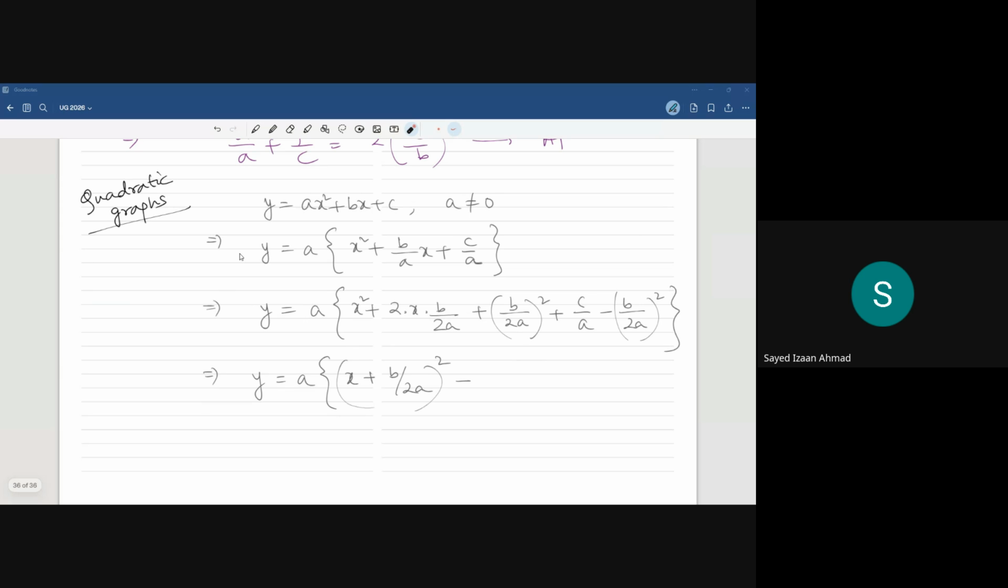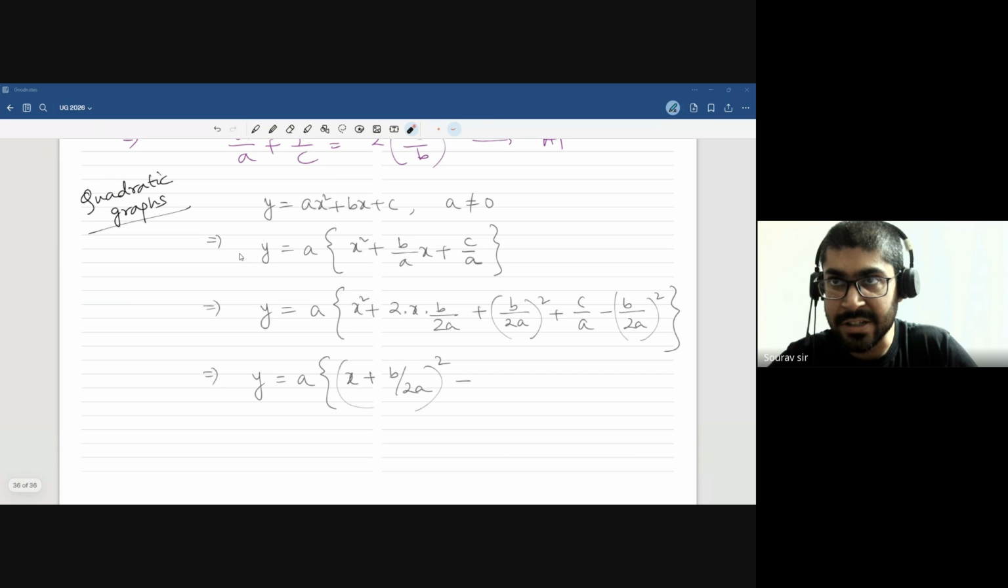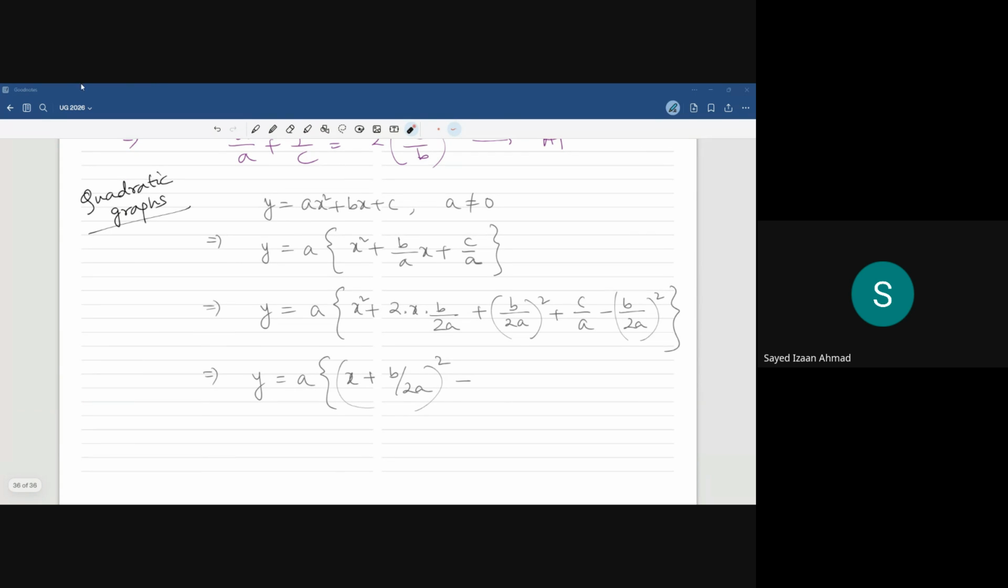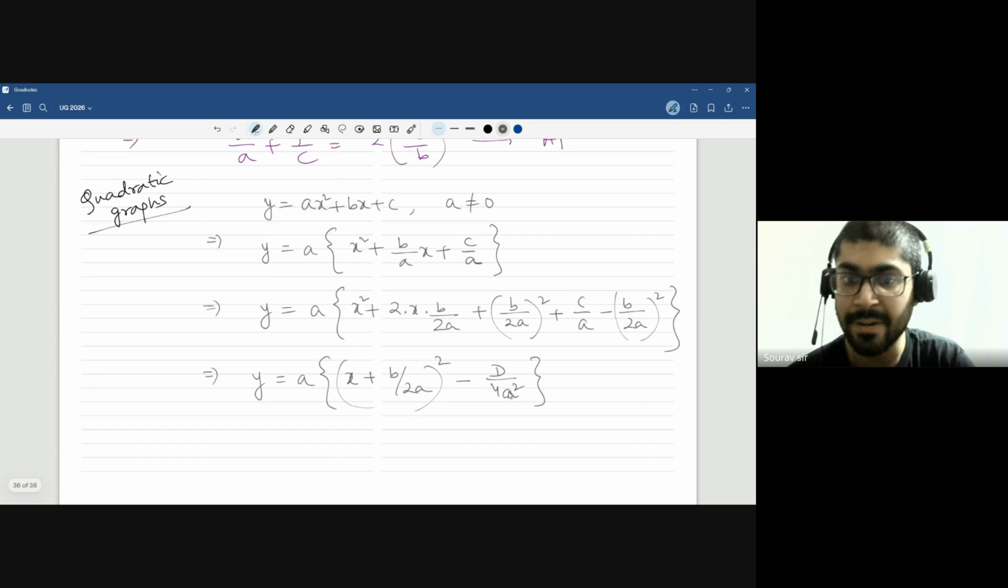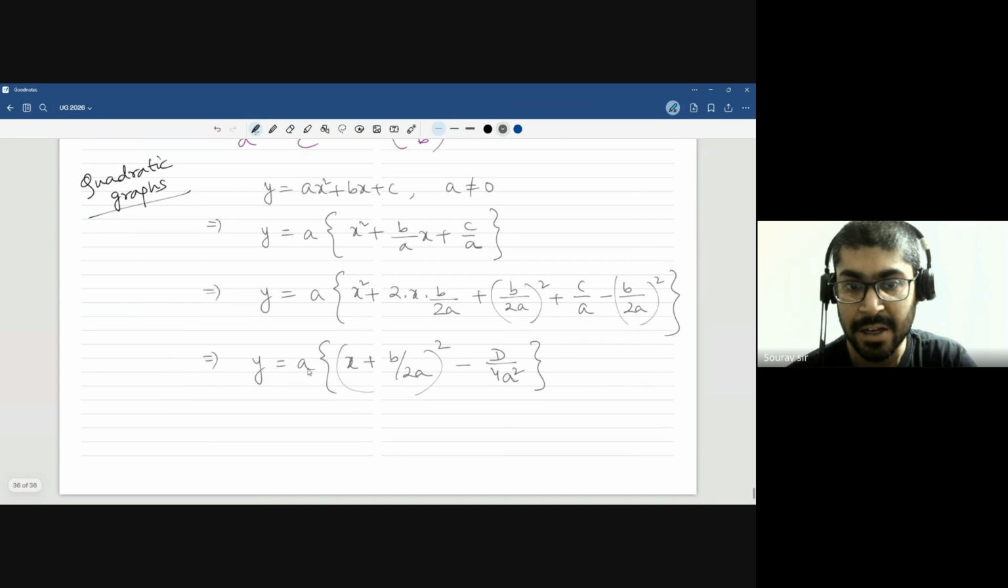Minus b square minus 4ac divided by 4a square. What is b square minus 4ac? You have learned this earlier. Discriminant. Very good. So can I write it as minus d by 4a square? That works. Everyone, I hope you have understood this step. I'm not expanding it. So y is equal to x plus b by 2a whole square minus d by 4a square. That works, right? So now what will I do?